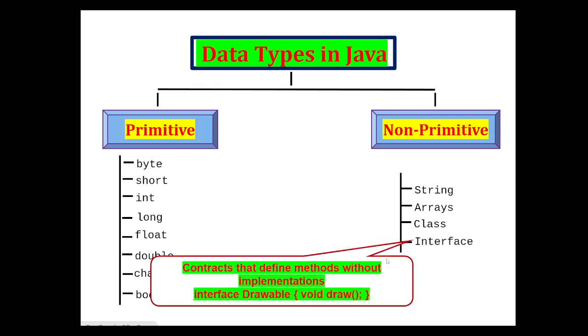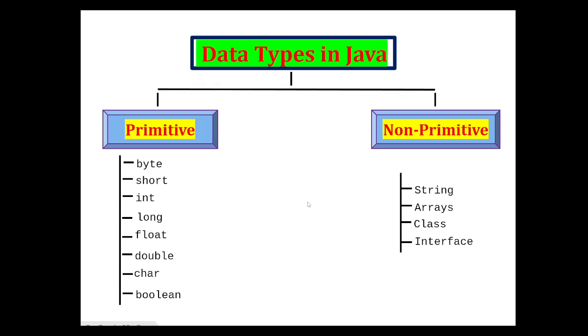And finally, we can create the interface. Like how we can do that. This is a contract that defines methods without any implementation. So this is the interface, how we can declare it, like interface Drawable, and this is the abstract method inside that, which does not provide any implementation part. So we can implement this interface inside a class and provide the implementation for all the methods which are defined inside the interface. So these are all the non-primitive data types. There are other non-primitive data types as well, but these are some notable ones.